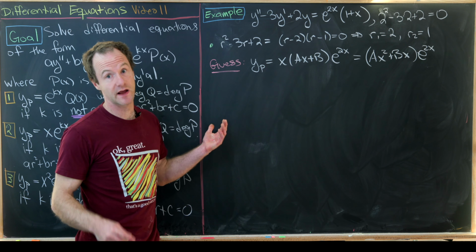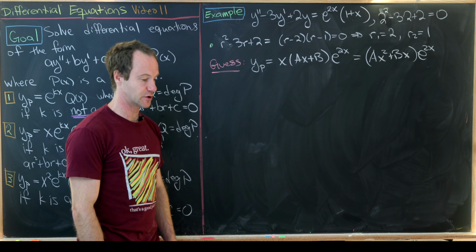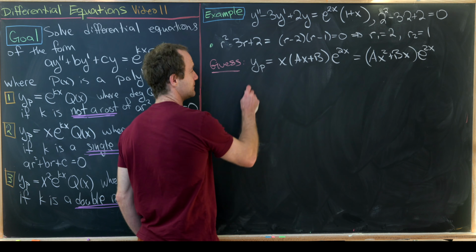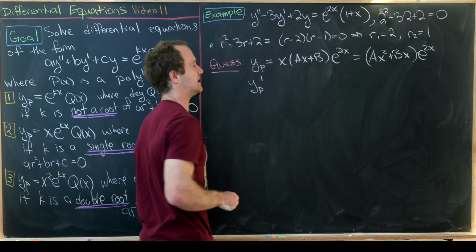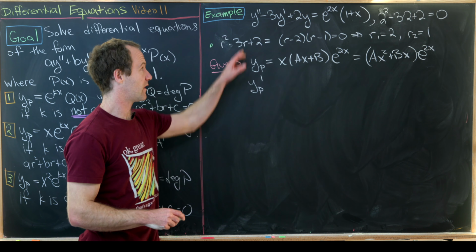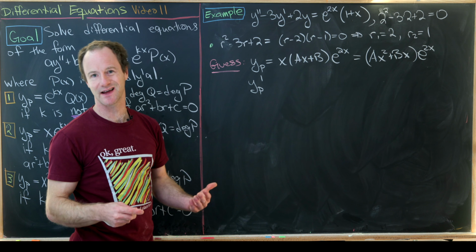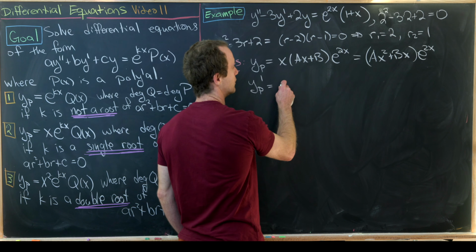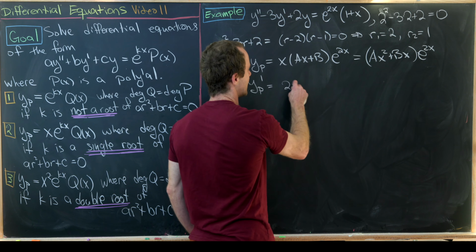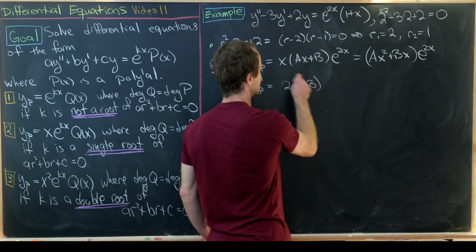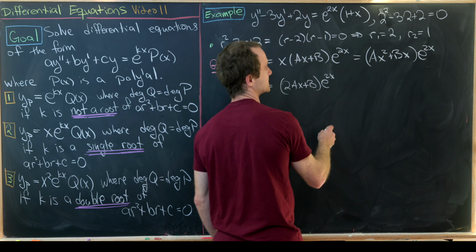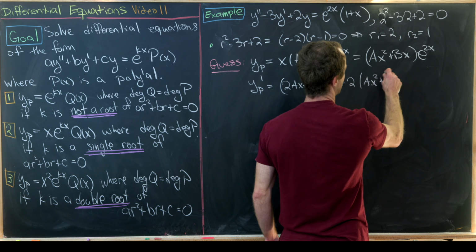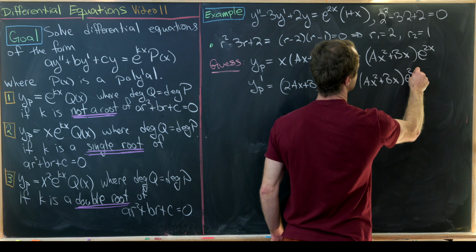Now we apply what's called the method of undetermined coefficients, which is what we've been doing, and that is we find yp prime and yp double prime, and then plug them into the original equation and set up a system of equations for a and b. So let's see, yp prime will be 2ax plus b times e to the 2x, and then plus 2 times ax squared plus bx times e to the 2x.